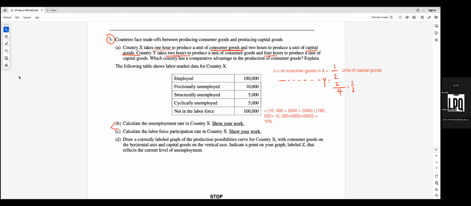So number C, labor force participation rate. This one is the total labor force over the population. We mentioned that the first four numbers together are put together as the labor force. And there is the total population size. The total population size is basically all the numbers. So the sum of the first four numbers divided by the total population size. I guess the final answer should be two-thirds.